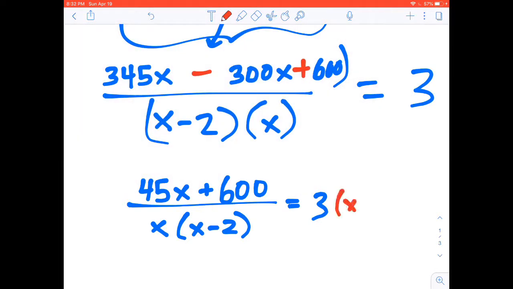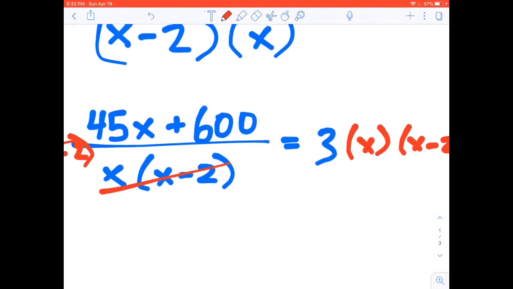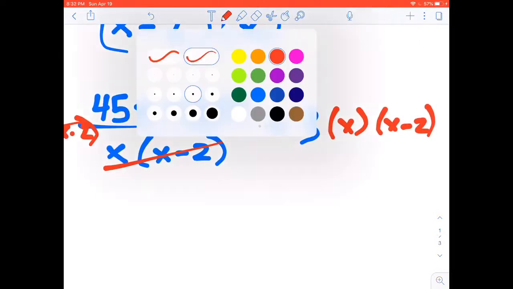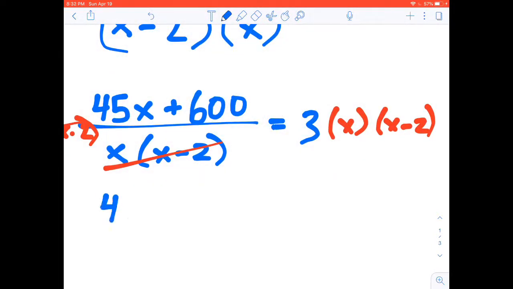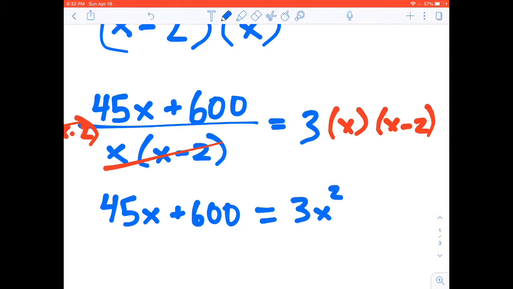So essentially, and same thing over here, x minus 2, so these will end up canceling out. So we'll continue through here. We'll end up with 45x plus 600. And when I distribute 3 times x, 3x squared, 3 times x times negative 2. So you see that now we just have a simple equation with no fractions in it.